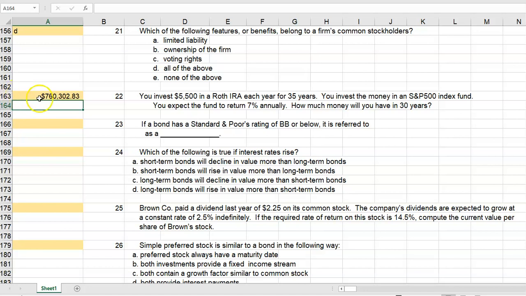All right. By the way, that at least used to be the maximum you could put in your Roth IRA. Now it's gone up to $6,000. So if you'd started that when you're 25 years old, at age 55 you'd have $750,000.